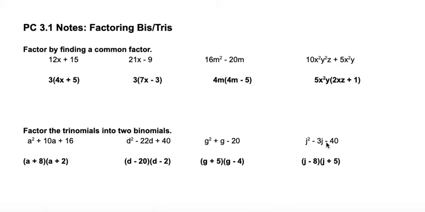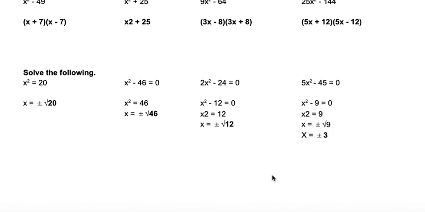Now this minus sign, we're going to put our j's down, and then we're going to have factors of 40 that have a difference of 3, and that is 8 and 5. And notice, like I said, I put the bigger one here, so I can just drop this sign down here. The other one gets the opposite sign. Okay.